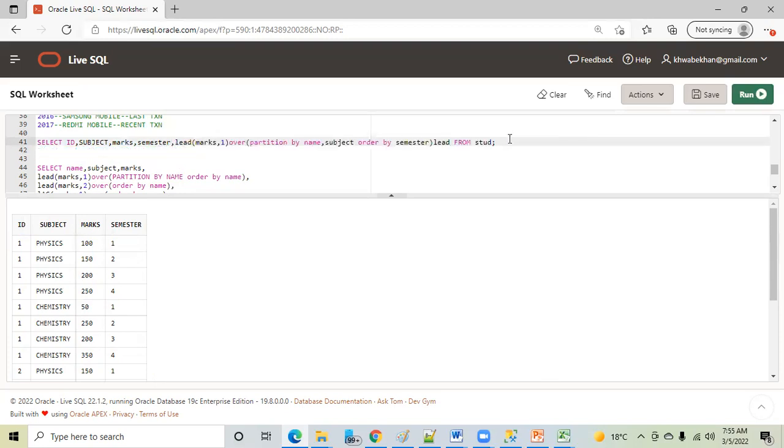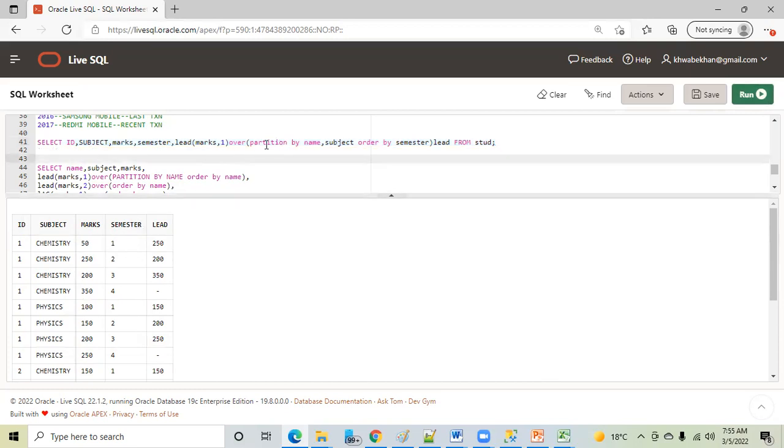No, see, I'm running this now. Now see, it has moved up. This semester is coming here. Then you can compare easily and understand what is happening.